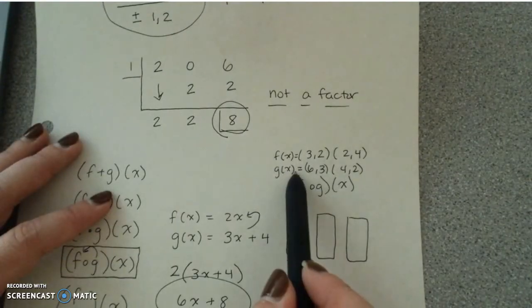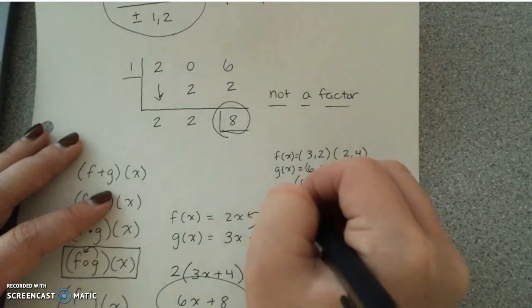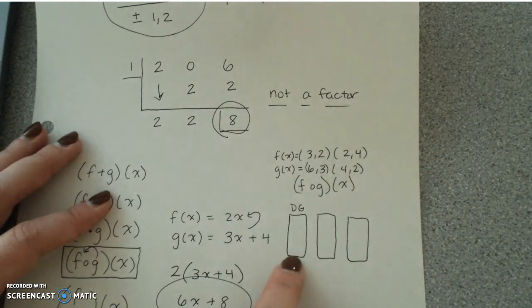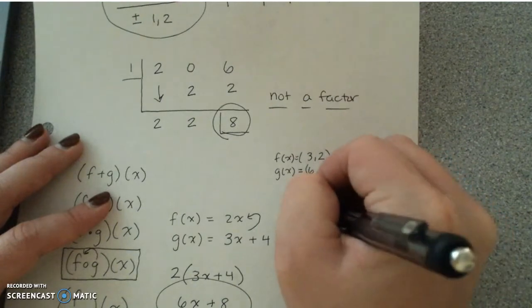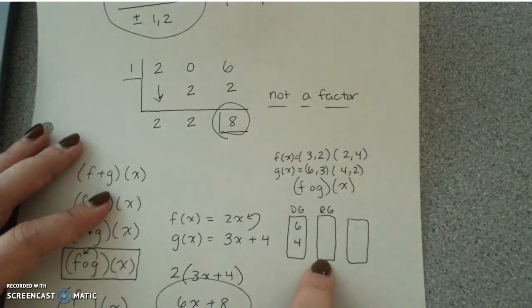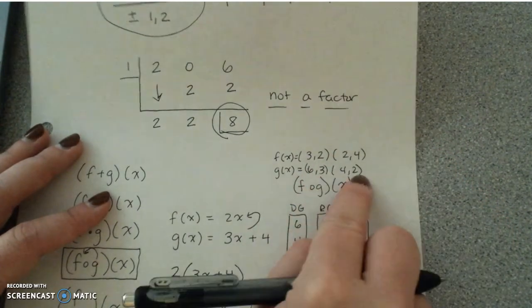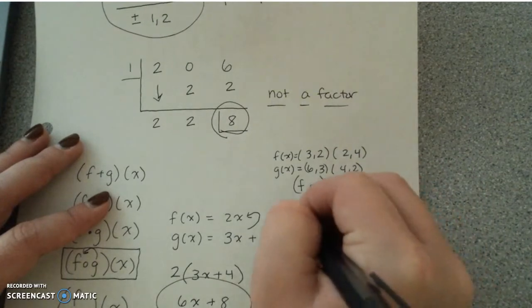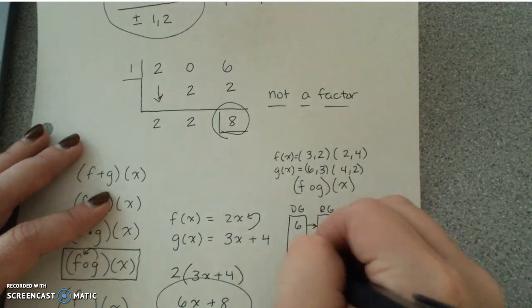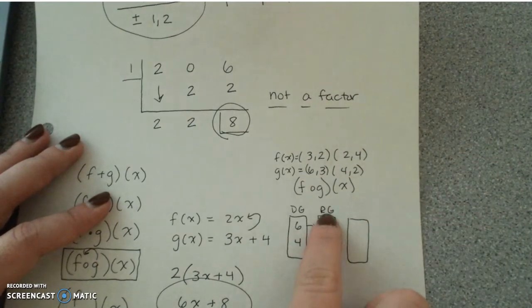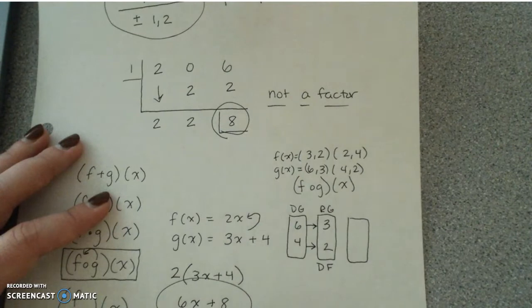I'm going to take whatever my second function is, my g, and I'm going to put the domain in this first box. So my domain of g is 6 and 4. Then I'm going to put the range of g in the second box. So the range is 3 and 2. Then I'm going to take those and make those my domain of f. So I'm seeing which ranges of g have a domain of f.